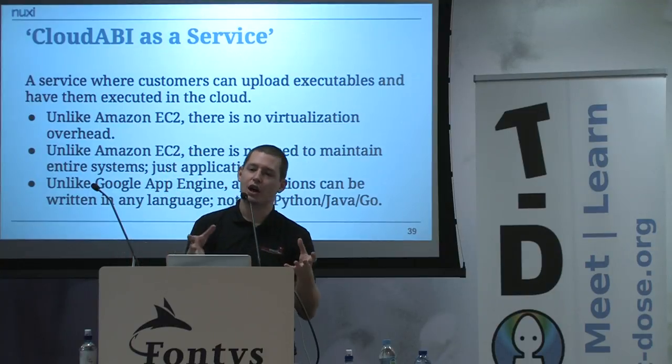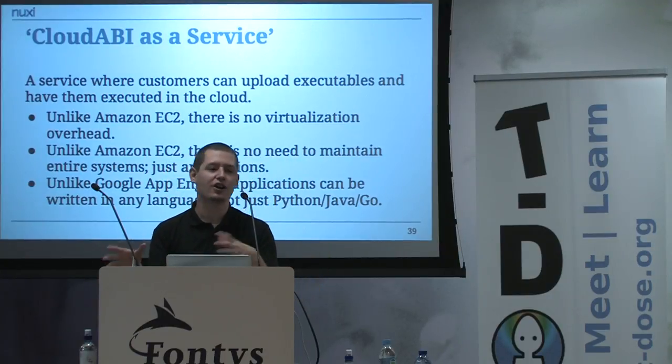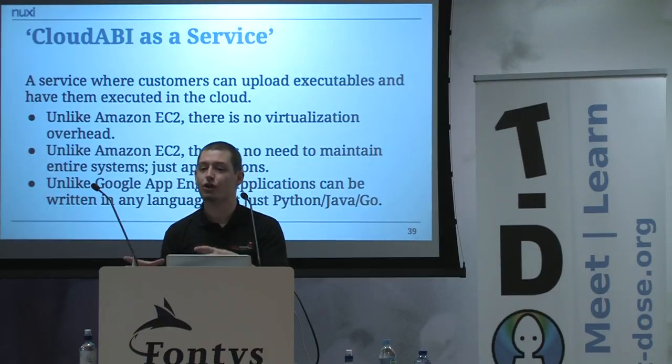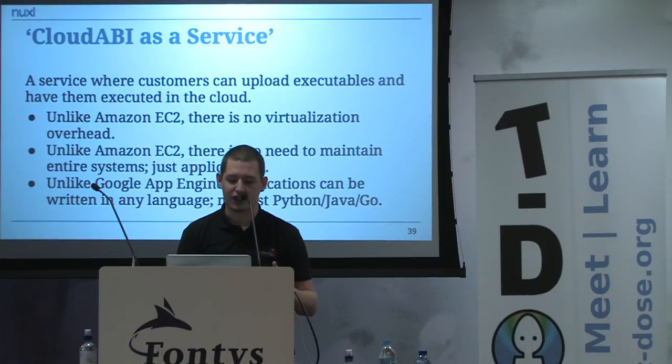Those CloudABI processes can automatically be started up on different servers if a server goes down, or they can automatically be scaled up as traffic increases, simply because you've designed it in such a model where it's easy for the provider to just move it around. And these are just a couple of the use cases I've been thinking about.